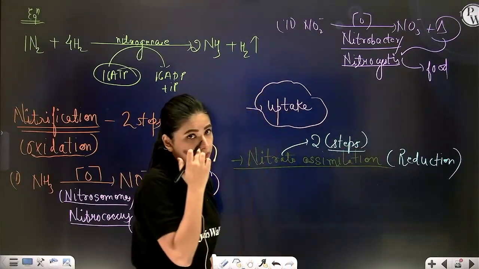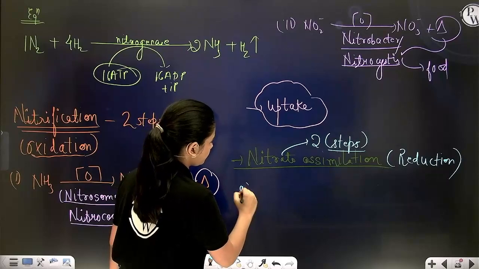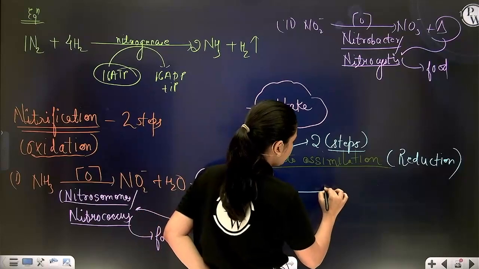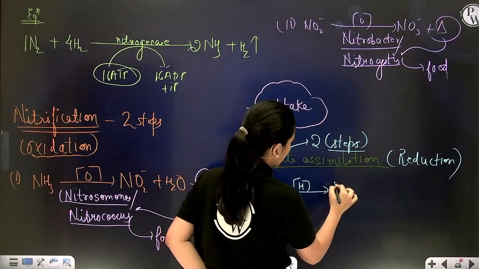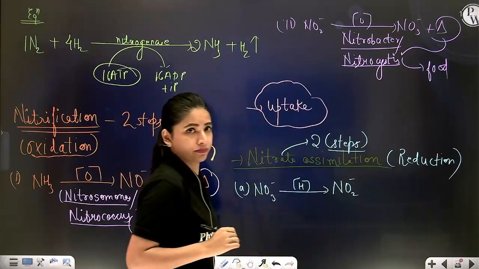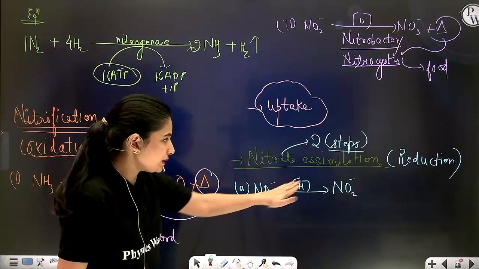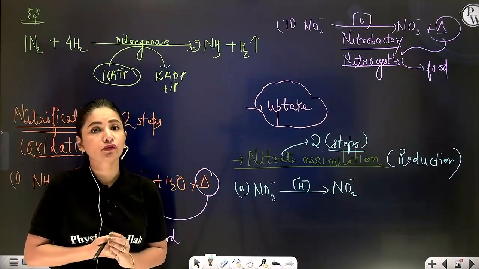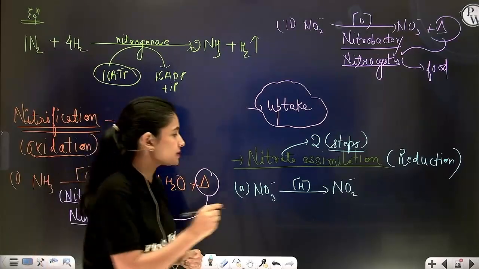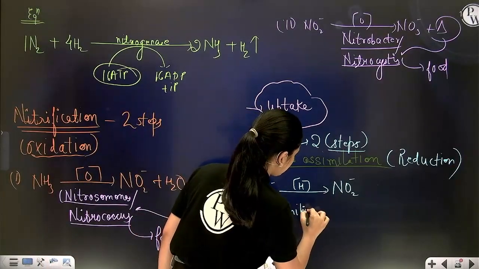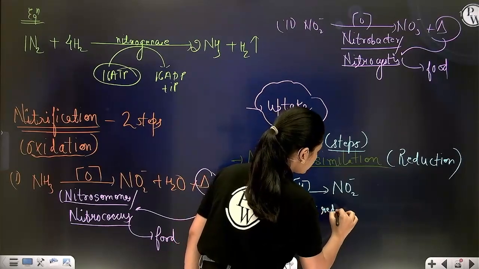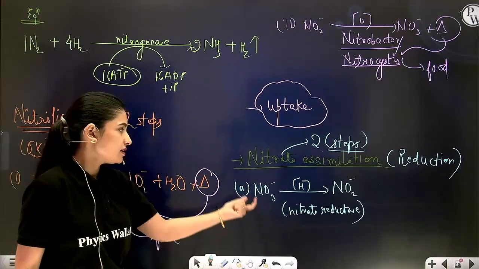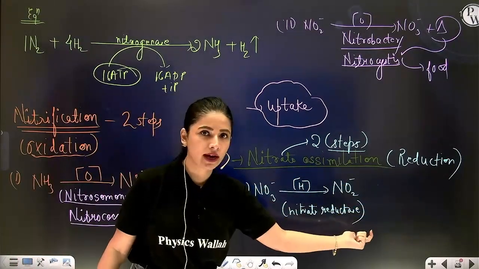It is also a 2-step mechanism. In the first step, inside the plant cells, nitrate will be reduced to nitrite. Correct? Now, how will this take place? The plant cells have an enzyme for the reduction of nitrate into nitrite, and that enzyme's name is nitrate reductase. So with the help of the enzyme nitrate reductase, nitrate will first be reduced to nitrite.